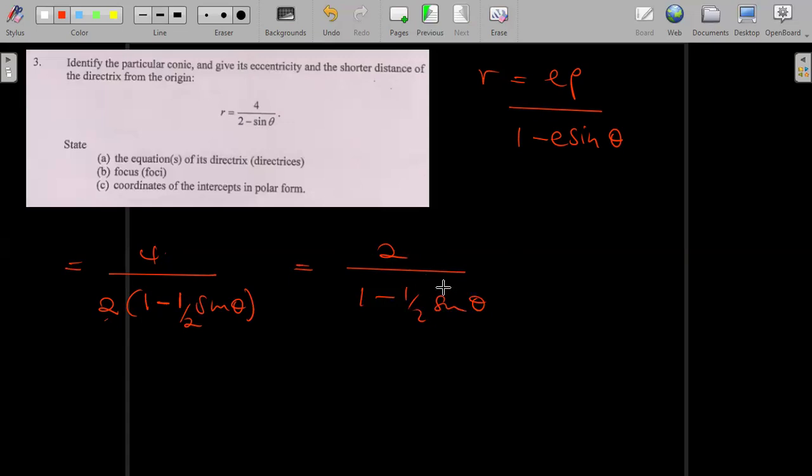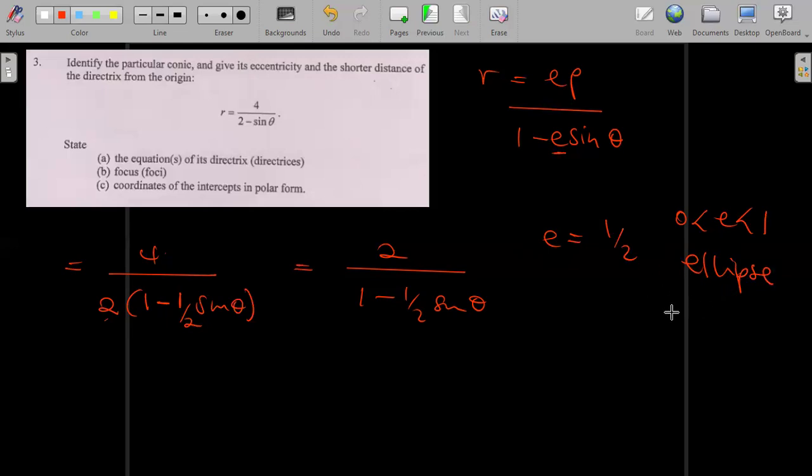After getting this, you can now identify what type of conic section this is. The number in front of the sine theta is e, your eccentricity. So your eccentricity is going to be half. And since half is between 0 and 1, this means that this will be an ellipse.